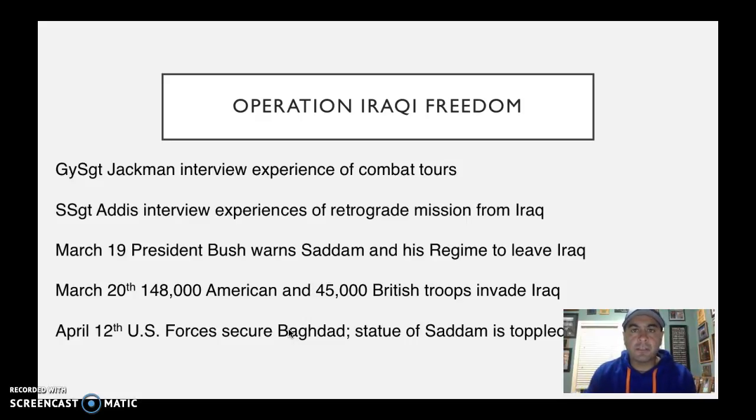So as you can see with the PowerPoint, March 19th, President Bush wants Saddam and his regime to leave Iraq, and then it didn't happen. So March 20th, 148,000 American and 45,000 British troops invaded Iraq. April 12th, U.S. forces secured Baghdad, and the statue of Saddam is toppled.